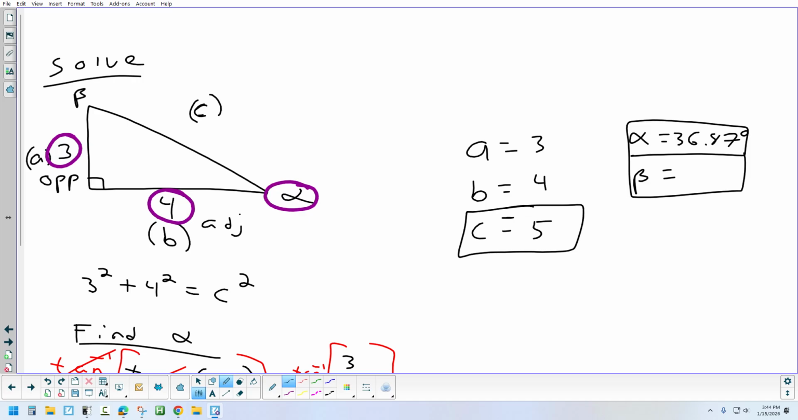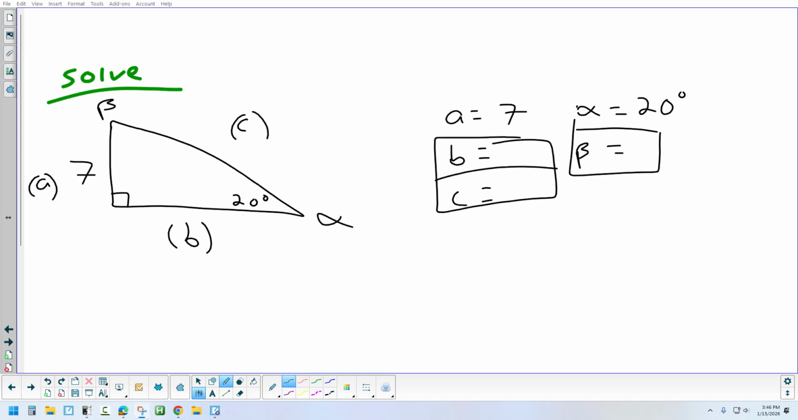We would find beta the same way, but we'd be switching our perspective. Beta is up here. So what would happen to the opposite and adjacent now? They would switch. And then you do the problem again, relabeling it just like we did for alpha. Any question on how you would finish that up for beta? Okay, so just be inverse trig one more time.